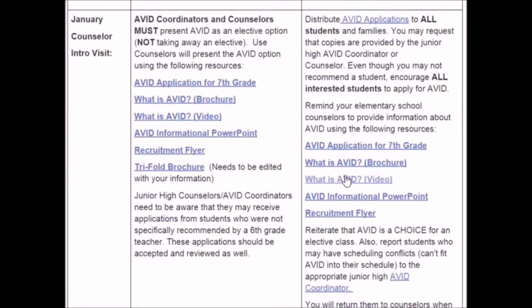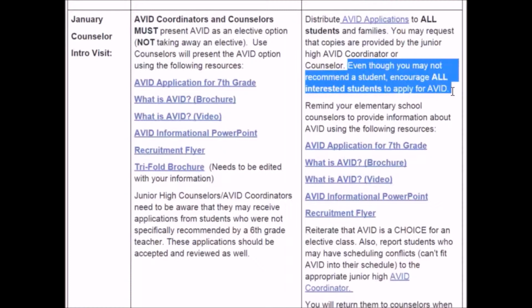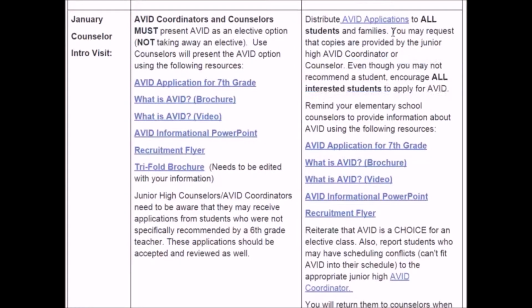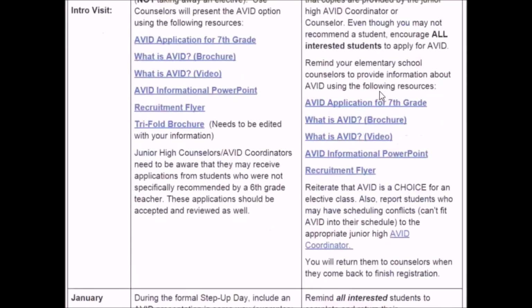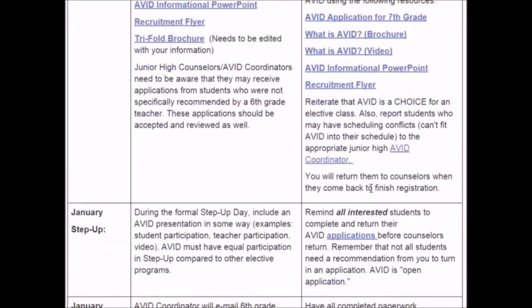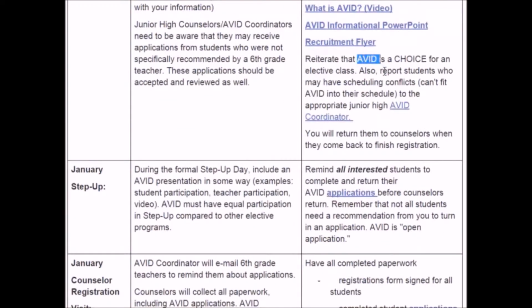In January, that's when registration will begin to initiate, and we will ask you to distribute AVID applications, which will be provided to you by the junior high counselors and AVID coordinators. And remember that these should go to all interested students, and we recommend that all students and families receive them. Also, there are additional resources here for you to use and your counselors to use to promote AVID on your campus, and reiterate that AVID is a choice as an AVID elective class.